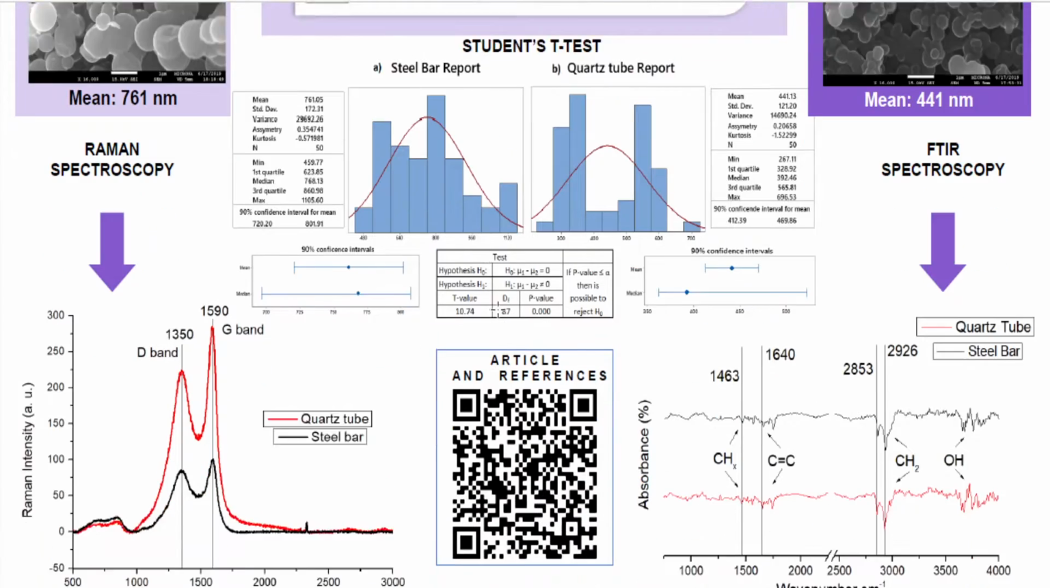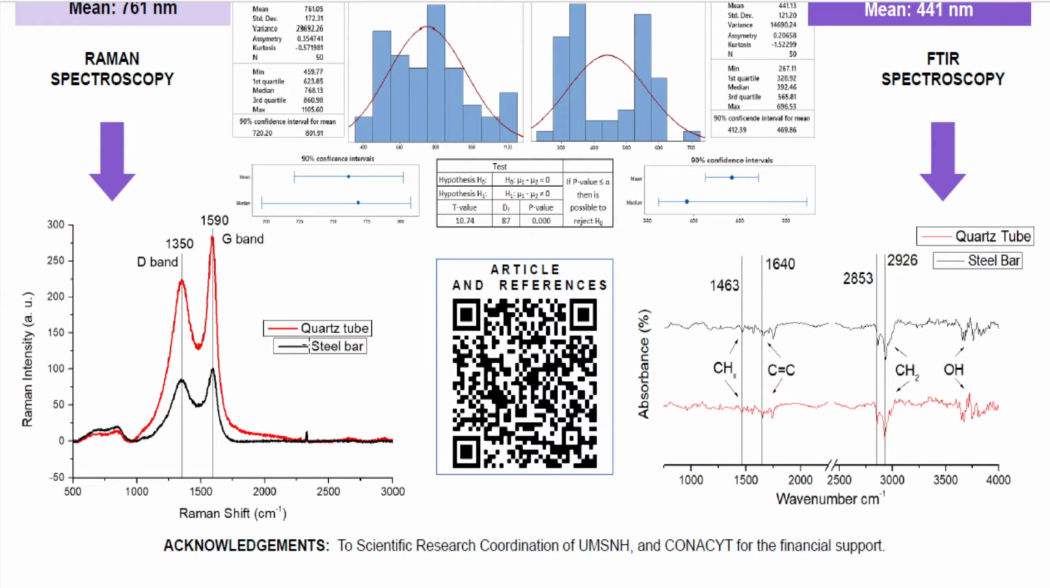On the other hand, over here, Raman spectroscopy showed the characteristic D and G bands in both samples. In this case, the G band of carbon spheres obtained on the quartz tube surface was more intense than the other, which means better graphitization of carbon spheres in the quartz tube sample.